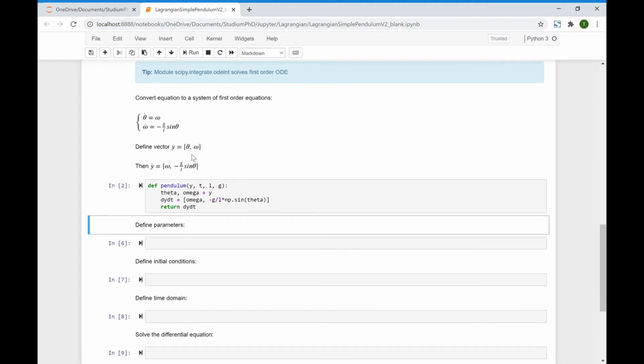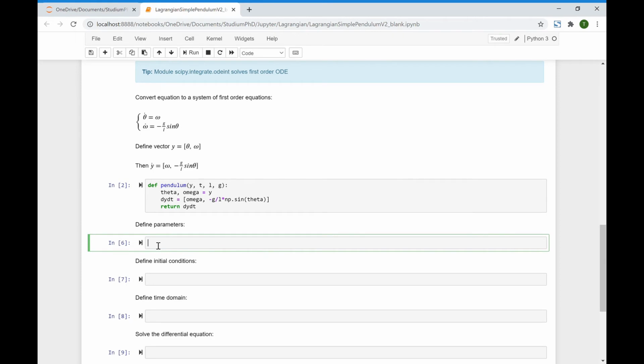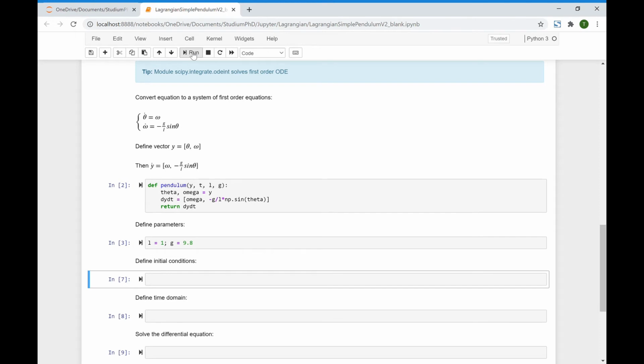So now we have to define our initial parameters, which we have. That will be, as I said, length L, let's write 1, and gravitational constant g, let's write 9.8. Define initial conditions. Initial conditions means basically our initial variables. So we have here two variables, theta and omega, so we have to define y0. We have to define both of them. So let's say initial angle will be 90 degrees, so pi over 2, and initial angular velocity, let's set it equal to 0.